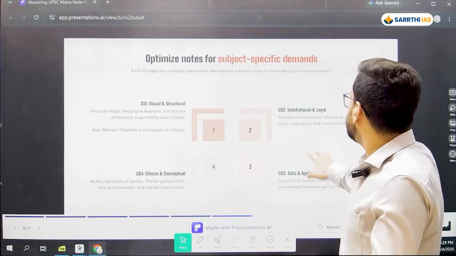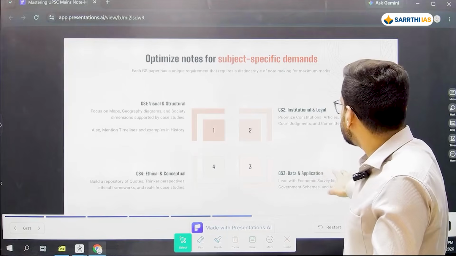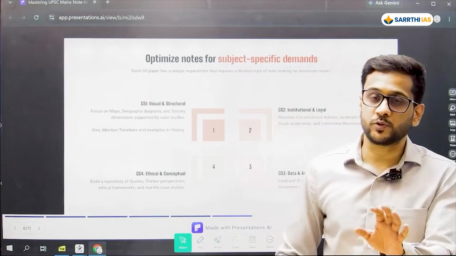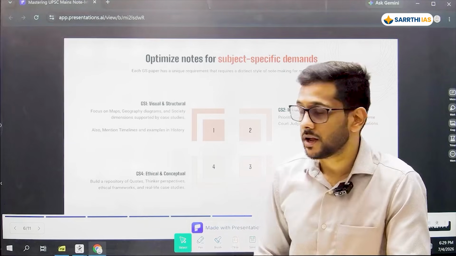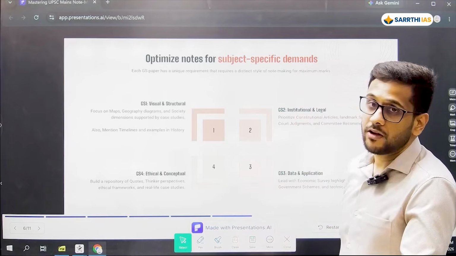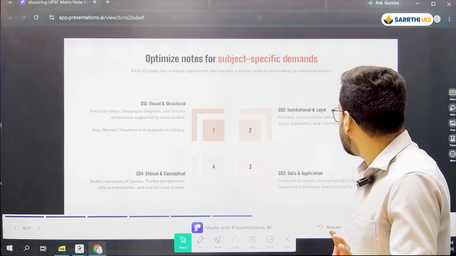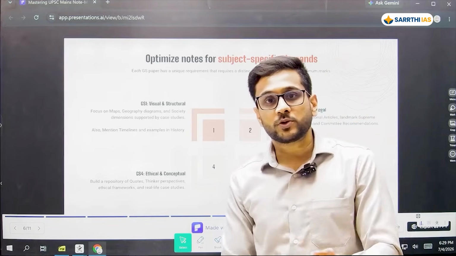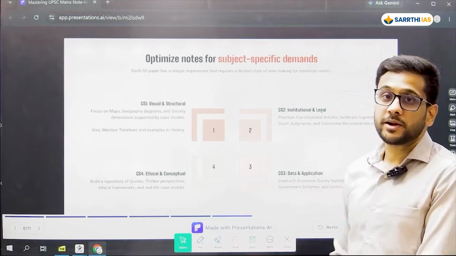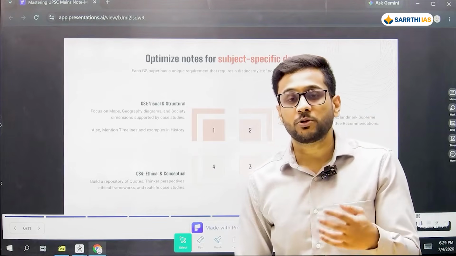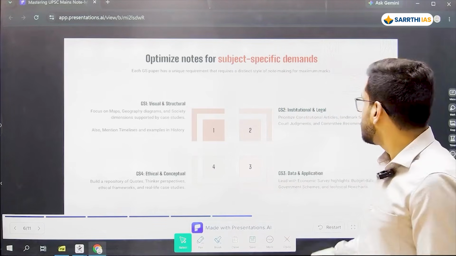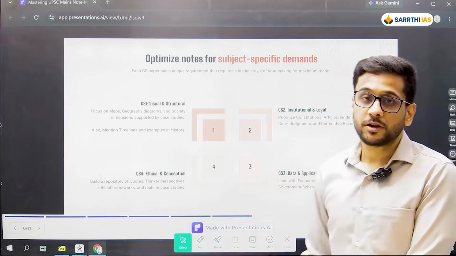Then comes GS2. In GS2, if you are writing just arguments, you will be able to score around 80 to 90, even if you are writing good content. But that's why I have mentioned you have to prioritize constitutional articles, landmark Supreme Court judgments, committee recommendations, quotes of ministers, some historical quotes to use in your conclusion. So in GS2, these things become important.